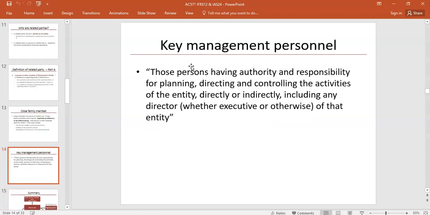And key management personnel generally are the board of directors, including the CEO and the CFO. They're generally the main ones. There can be exceptions, but the key point is if they're involved in the planning, directing or controlling of activities, and that's usually the board.